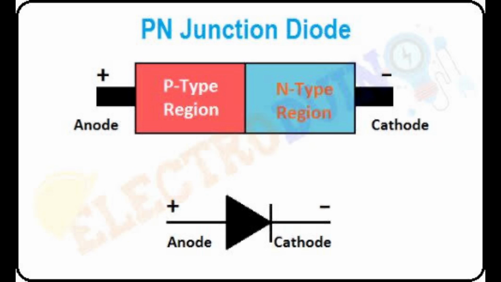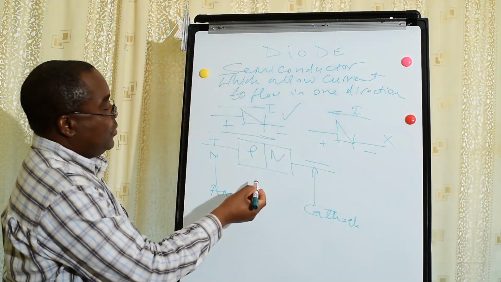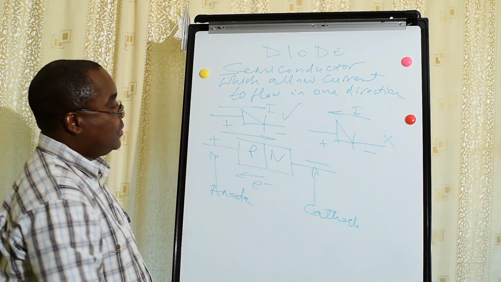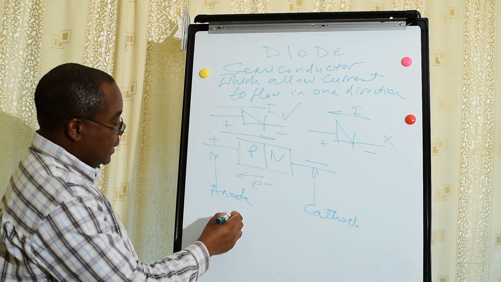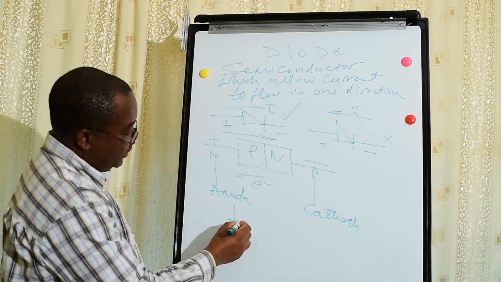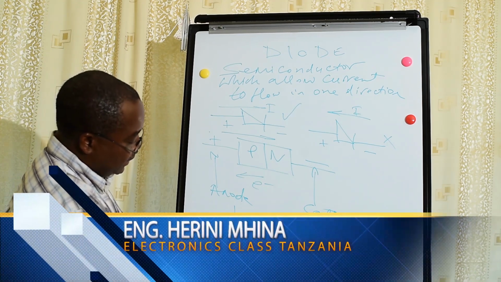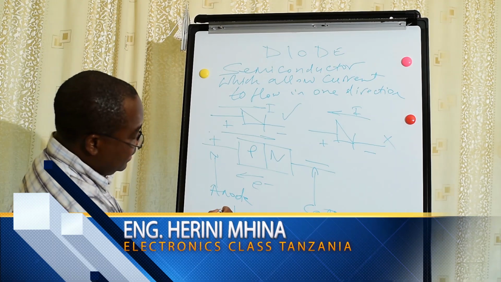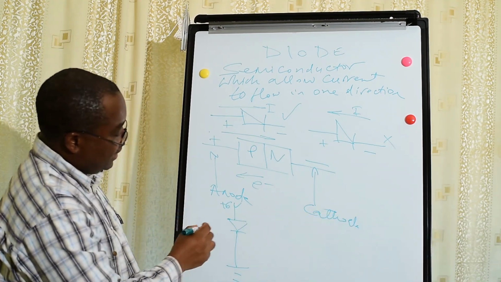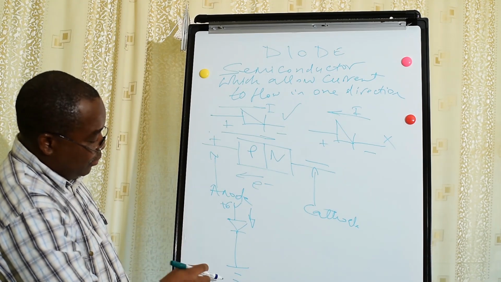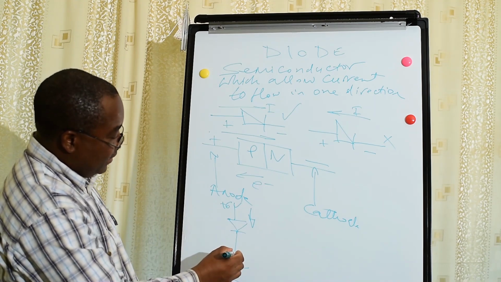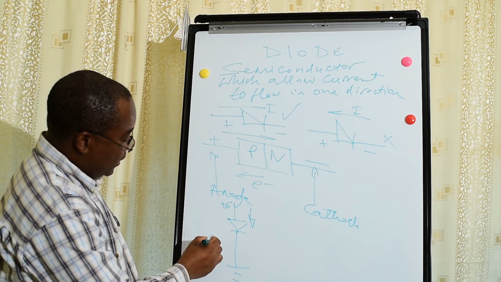So the current will flow in this direction. Of course, the electrons are flowing in the opposite direction, but the current will flow from positive to negative. And if we put it this way, this is low potential, and this is high potential, let's say we have 6 volts here. The current will flow in this way through the diode. We say the diode is on.